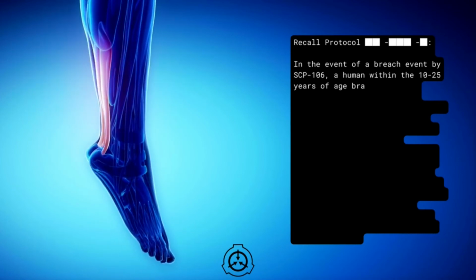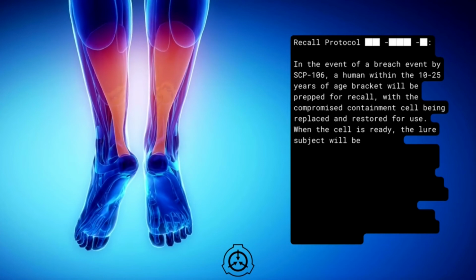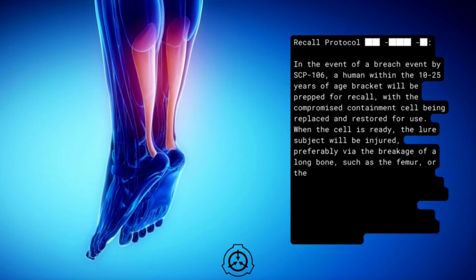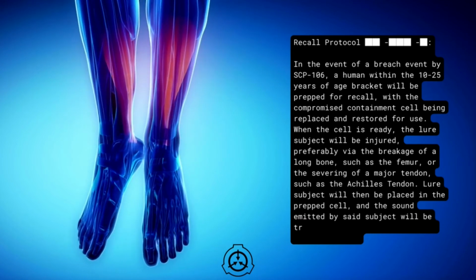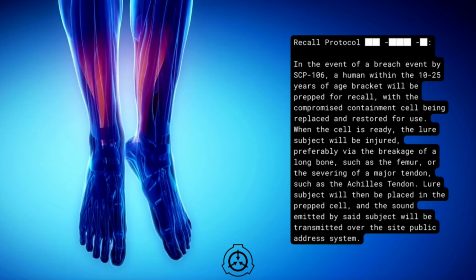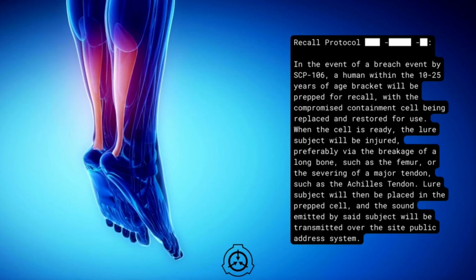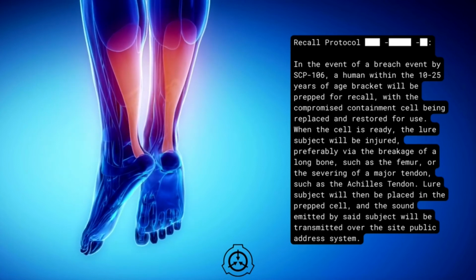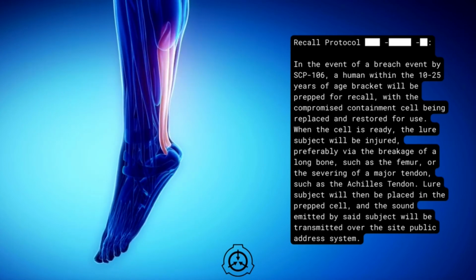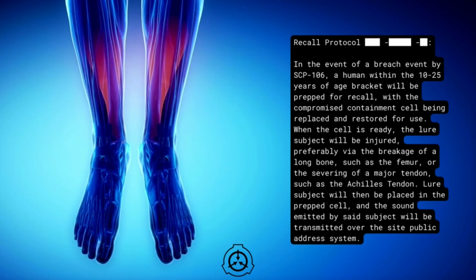In the event of a breach event by SCP-106, a human within the 10 to 25 years of age bracket will be prepped for recall, with the compromised containment cell being replaced and restored for use. When the cell is ready, the lore subject will be injured, preferably via the breakage of a long bone, such as the femur, or the severing of a major tendon, such as the Achilles tendon.